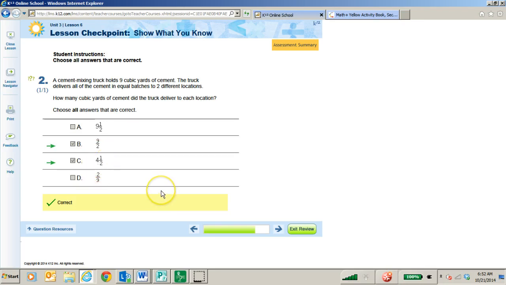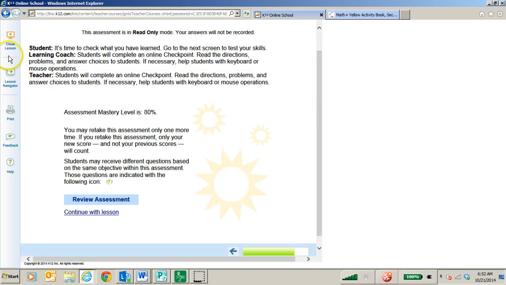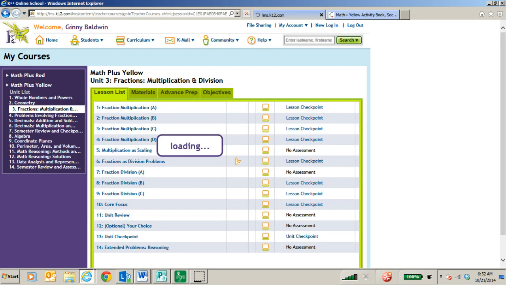So there will be about 5 questions in this checkpoint and 5 questions in the other checkpoint. So I hope this helps you understand a little bit more about fractions as division problems, and then we're going to head into some additional lessons where we're actually multiplying a fraction or dividing a fraction by a whole number and a whole number by a fraction.